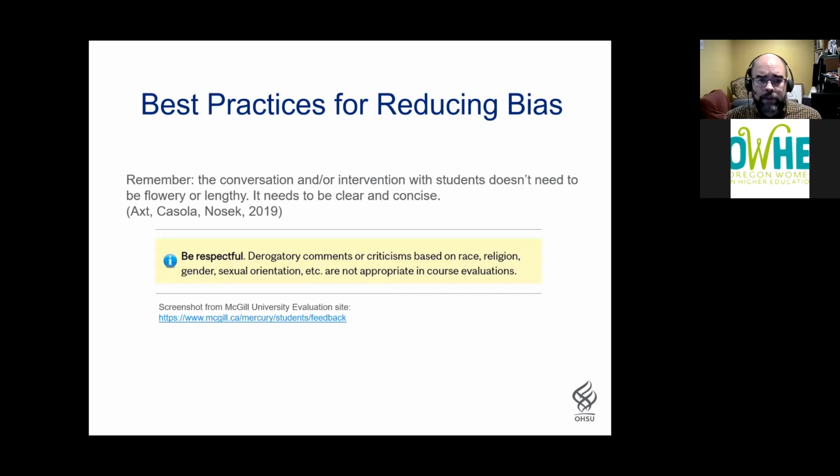And so again, using McGill University as an example, two sentences that they put in their course syllabi. First sentence, be respectful. Second sentence, derogatory comments or criticism based on race, religion, gender, sexual orientation, etc., are not appropriate in course evaluations. Easy peasy, done. You've made it very clear in only two sentences kind of what is acceptable and what is not. And so if you let students know what is acceptable, they're not going to put what is not acceptable in those evaluations.